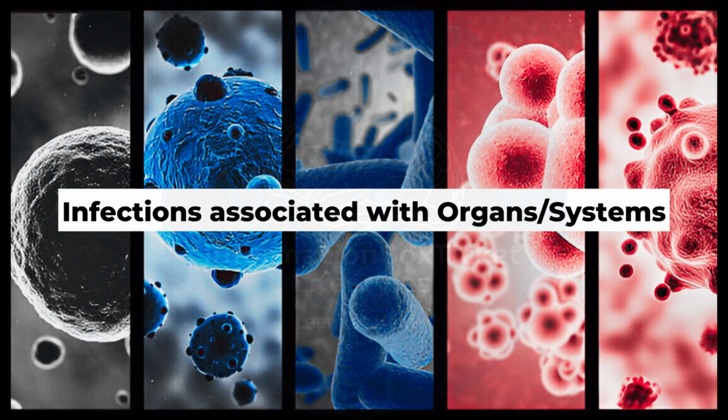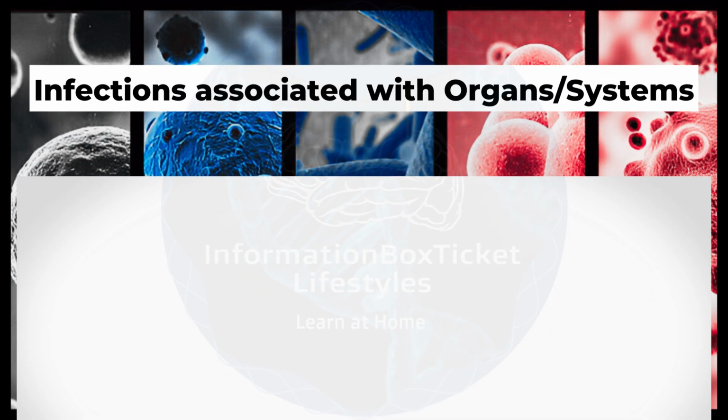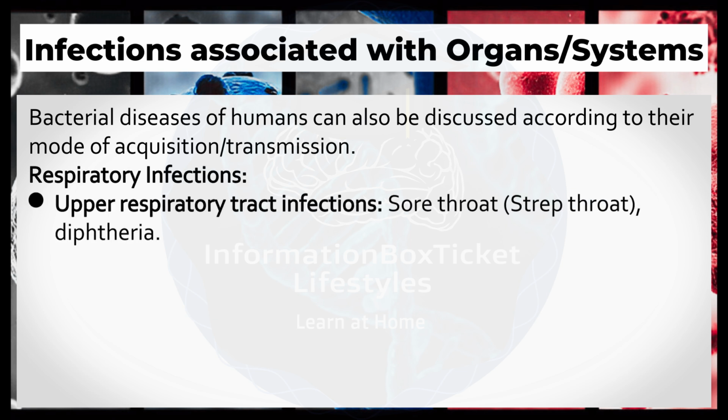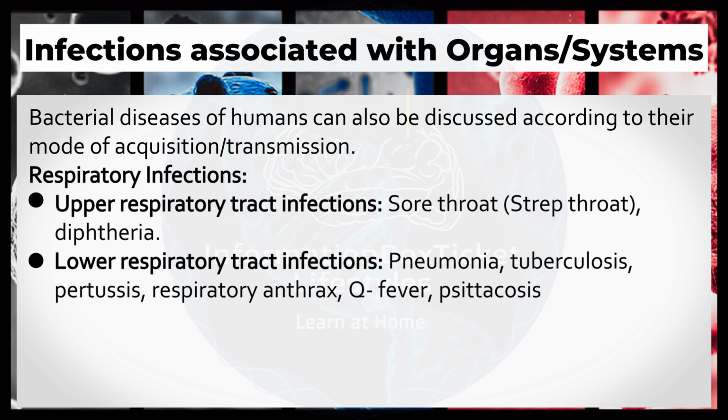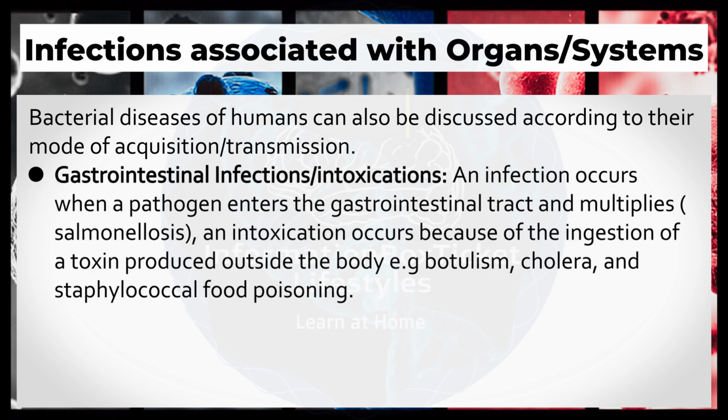Infections associated with organ systems. Bacterial diseases of humans can also be discussed according to their mode of acquisition, transmission. Respiratory infections. Upper respiratory tract infections: sore throat, strep throat, diphtheria. Lower respiratory tract infections: pneumonia, tuberculosis, pertussis, respiratory anthrax, Q fever, psittacosis. Gastrointestinal infections.